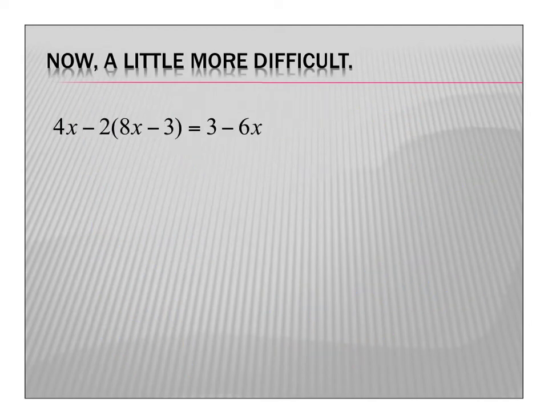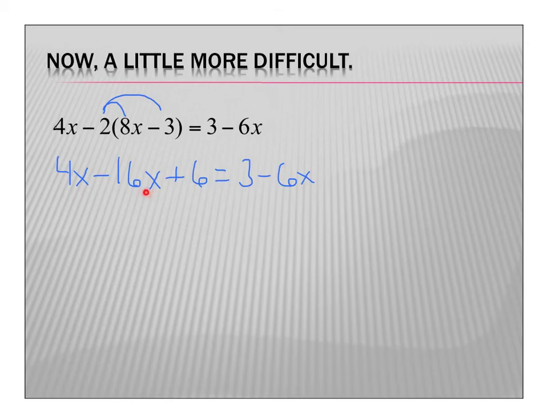Last one for solving equations. Here we have 4x minus 2 times 8x minus 3 equals 3 minus 6x. Well, I see that I can distribute on my left-hand side. I'll do that first. I get 4x minus 16x plus 6 equals 3 minus 6x. All right, let's combine my like terms now if I can. Well, I see that I can combine these two here. 4x minus 16x gives me negative 12x plus 6 equals 3 minus 6x. Awesome.